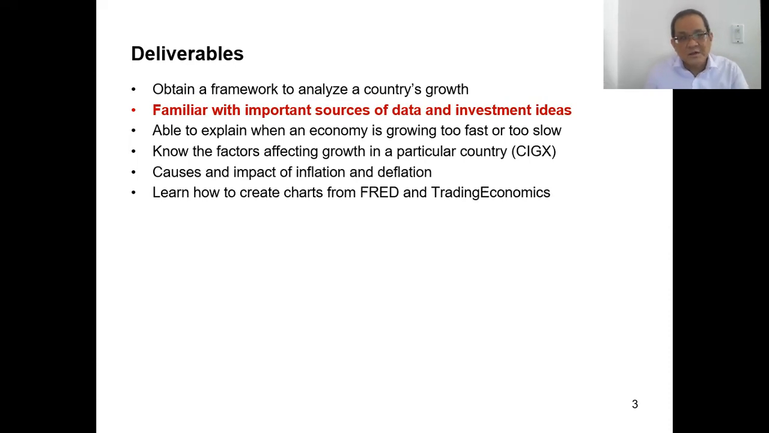Throughout these several modules, you will learn how to create charts from FRED and Trading Economics, which I highly recommend that you get very comfortable with. Because when you write papers or give presentations, it's very important to justify what you say with data. And producing any chart in FRED and Trading Economics takes less than a minute.